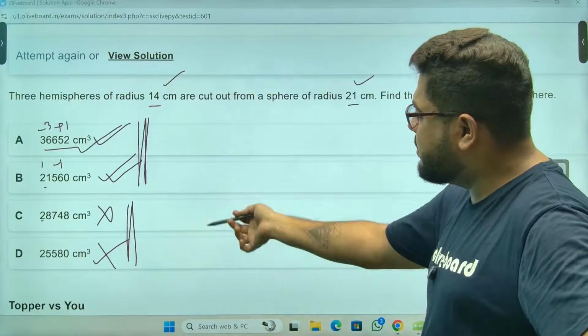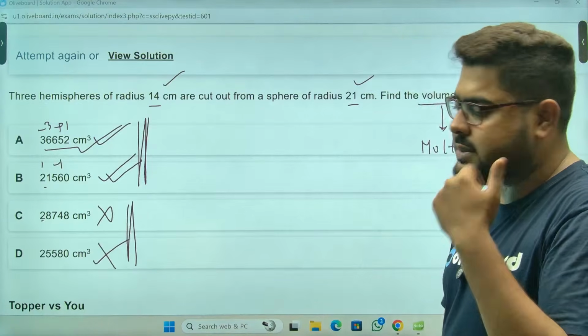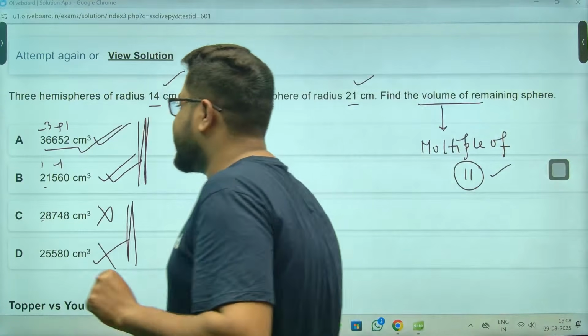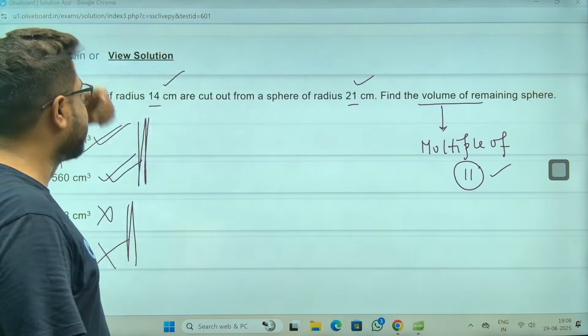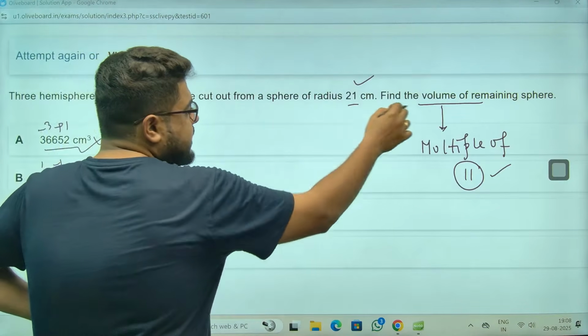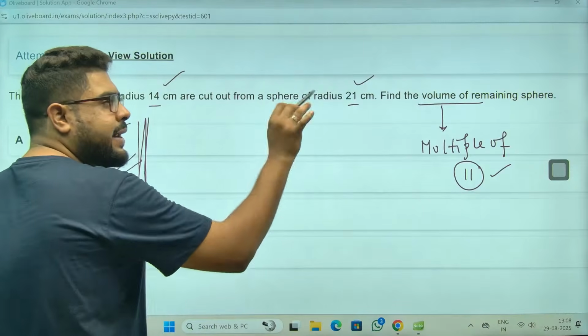But again, sir, I'm getting two answers. How can I answer? Both the answers cannot be correct, only one can be. So I have to solve it. Chalo, solve karte hain, sir. Sir, what will the remaining sphere be?